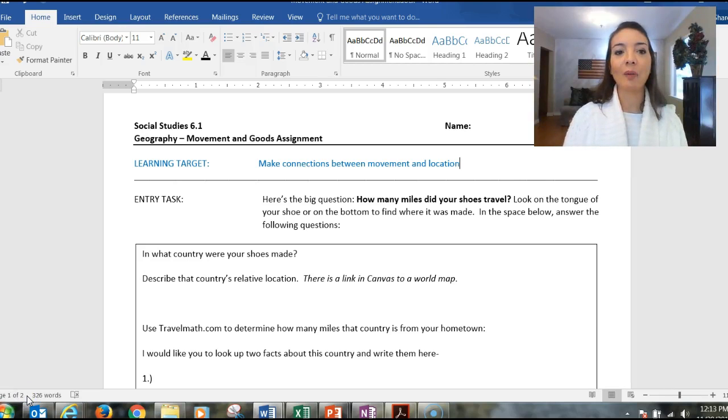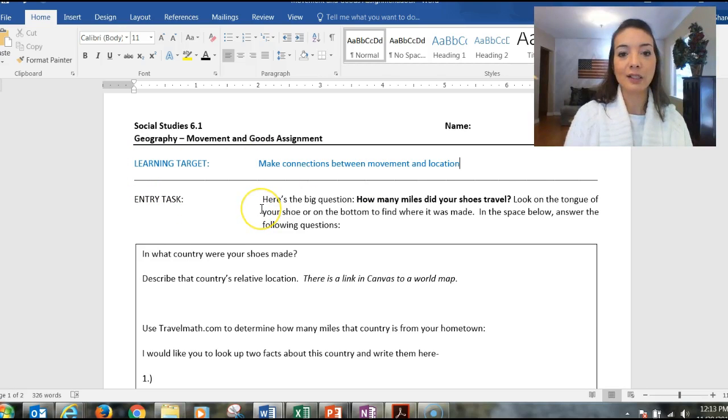Okay, so I want us to look at the assignment, which is titled here, Geography, Movement, and Goods, and read the learning target together. It says, make connections between movement and location. So movement as in the moving of people and things and where those are located on a map. Now on to our entry task.